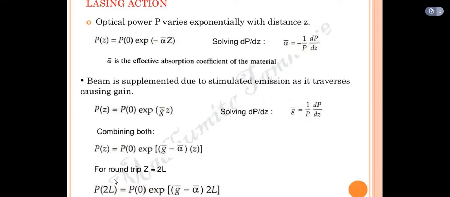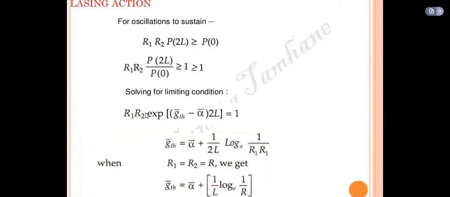So per round trip, if you want to write Z, we know from the formula, right? Z is equal to twice the length. If you substitute that, what will you get? Wherever Z is there, write 2L. Wherever Z is there, we wrote 2L. So if you want further clarification of how it is going to work, how do we get oscillation to get the sustainability?